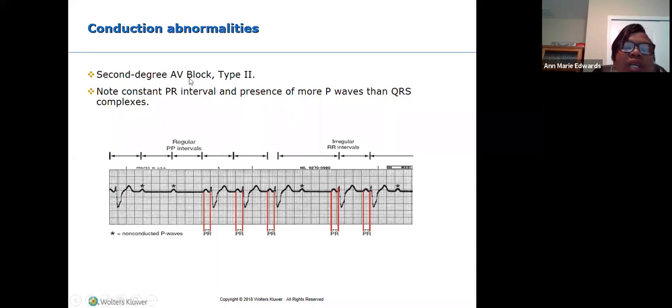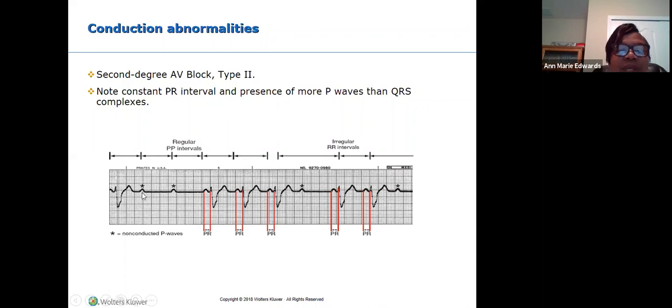In your second degree AV block type 2, you have a constant PR interval and the presence of more P waves than QRS complexes. Let's look at it. So your PR intervals are constant. See them looking alike? Okay. So you have a constant PR interval, but you have more P waves than your QRS complexes.